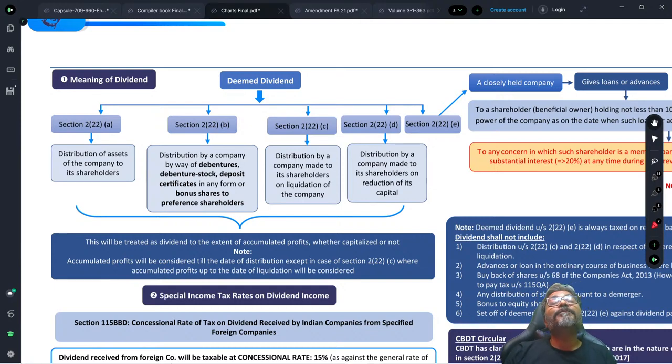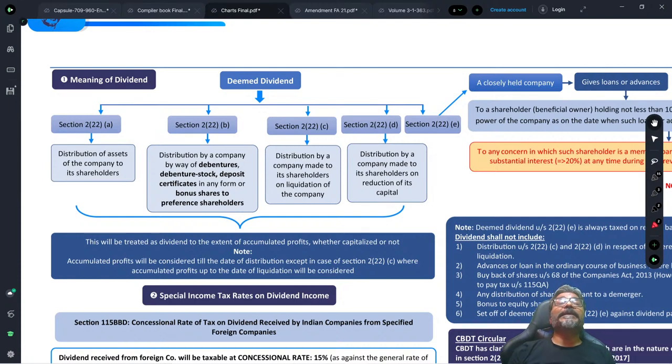Thereafter, we have the 2(22)(b) dividend. Now, this is an important one. Supposing the company distributes its own debentures or debenture stock to the shareholder. This shareholder, students, can be an equity shareholder or a preference shareholder. In both cases, it will be considered a deemed dividend, and accordingly it would be considered under 2(22)(b).